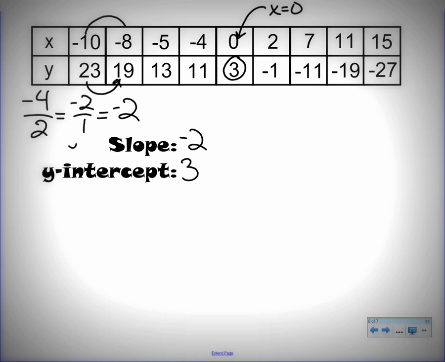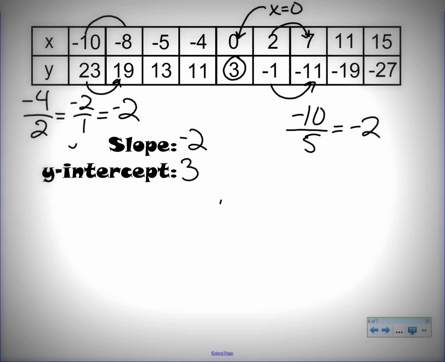Let's check it at another place. How about, oh, here's one. How about from -1 to -11? How much change is that? I've decreased by 10. And I'm showing that decrease by that negative. And I've increased up here from 2 to 7 by 5. You reduce that, that's still going to give you -2.